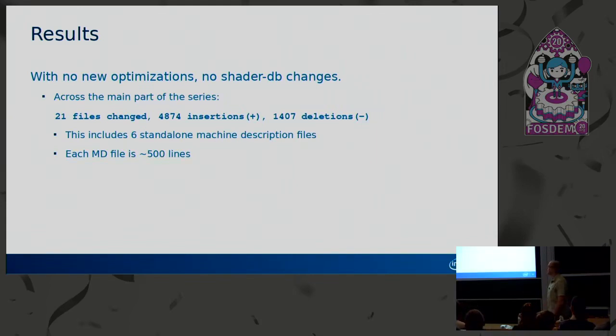So that felt pretty cool. The impact on the Mesa source was about 1,400 lines of deletions and 4,800 insertions, and a huge chunk of that was just the machine description files, because there were 6 of them, and each one averaged about 500 lines.